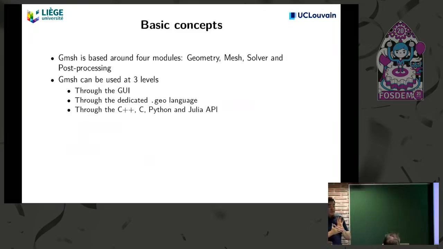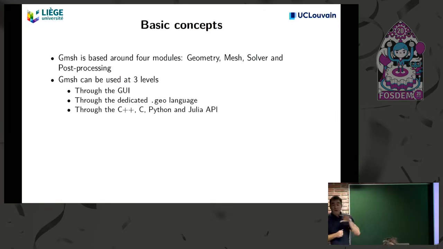What are the concepts? I'll go very briefly on that. I have like 2 slides for each of the modules in Gmsh. You have 4 main modules: geometry, mesh, solver, and post-processing. And you can use Gmsh at 3 levels, either graphically through a GUI. It's a simple GUI, but it's extremely useful for the academic part of Gmsh. So I use this for teaching, and quite a few groups use this for teaching all over the world.